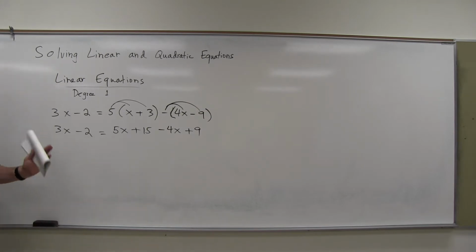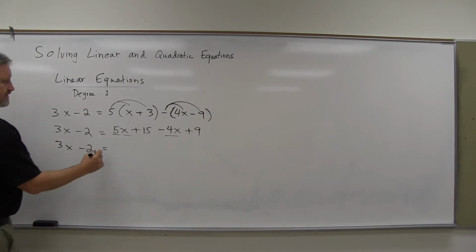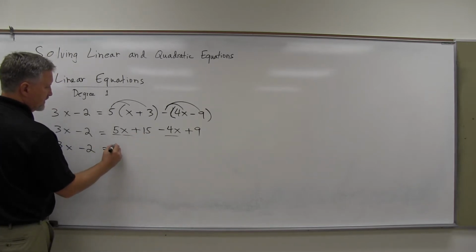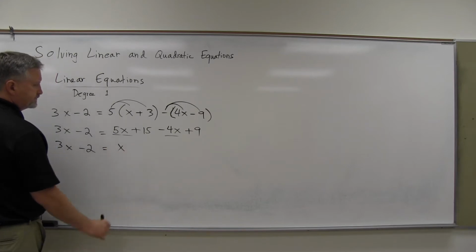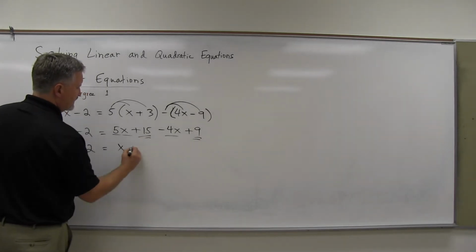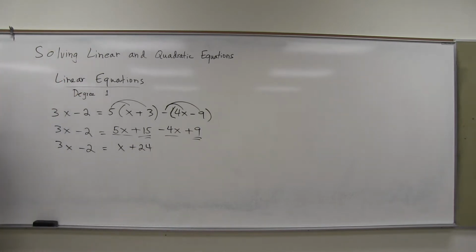Okay, now once we have that, simplify if we can, left and right side. The left side is not simplifiable yet. But over here on our right side, we've got 5x minus 4x, like terms, so we combine those: 1x, or just x. And then the 15 plus the 9 is plus 24. So once we get both sides simplified as best we can, then, like I said, the goal is to get x on a side by itself.